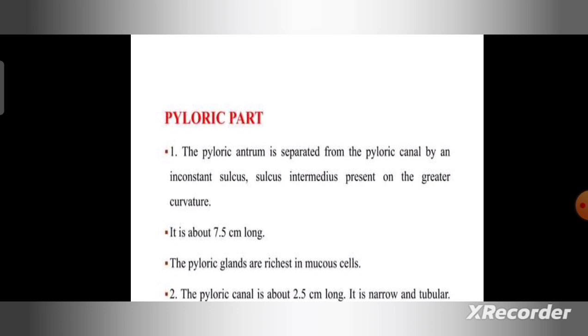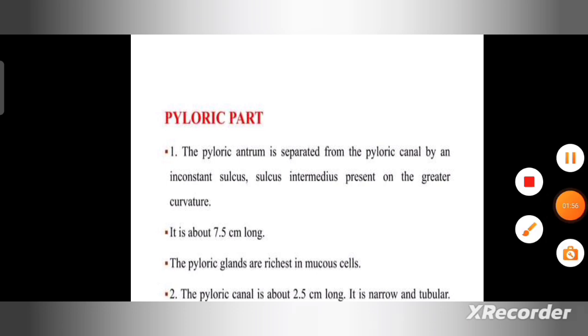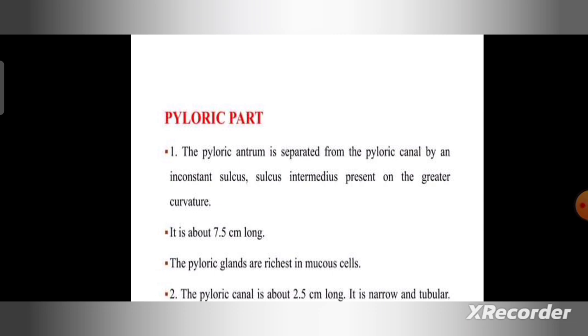The next part is the pyloric part. The pyloric antrum is separated from the pyloric canal by an inconstant sulcus intermedius present on the greater curvature. It is about 7.5 centimeters long. The pyloric glands are richest in mucous cells. Second, the pyloric canal is about 2.5 centimeters long, and it is narrow and tubular.